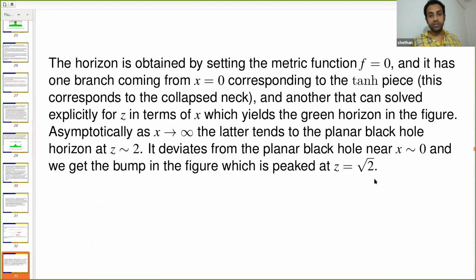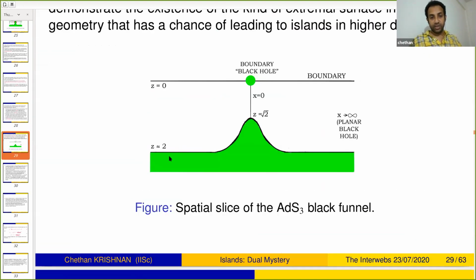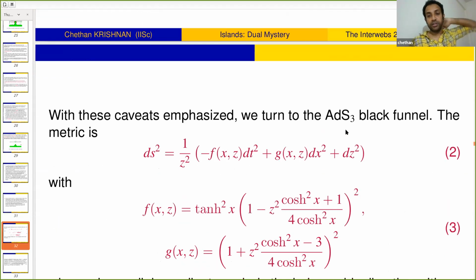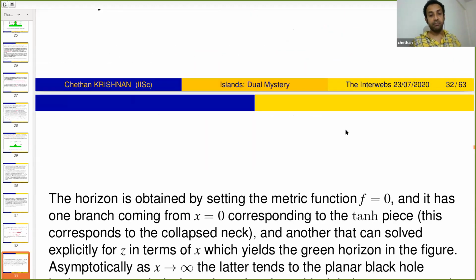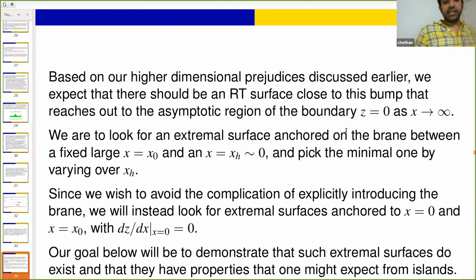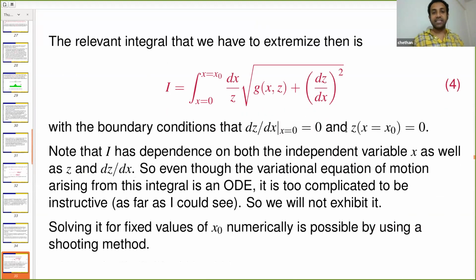So I think I already explained the structure of the geometry. Let's just flash this again. This is the planar black hole, and this is the place where the funnel is, and X going to infinity corresponds to the asymptotic region in the boundary directions. Okay. So the point is we would like to construct explicit surfaces. So let me just show this integral here, which is the expression for the extremal surface.